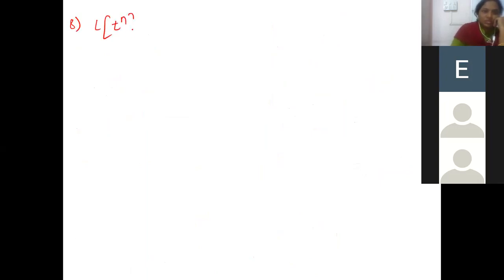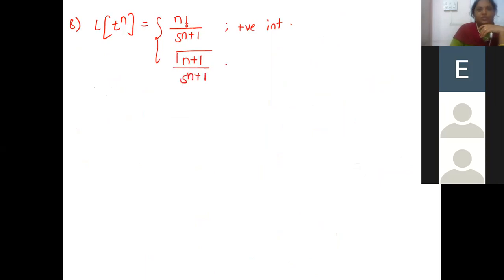So now the last formula remaining in Laplace is Laplace of t raised to n. What was that? n factorial upon s raised to n plus 1 if n is a positive integer, and it is gamma n plus 1 upon s raised to n plus 1 in general. Now we are interested in this formula, Laplace inverse 1 upon s raised to n. But if you can see here it is s raised to n plus 1.